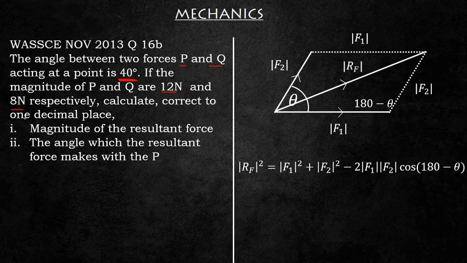Now we are to calculate, to 1 decimal place, the magnitude of the resultant force and then the angle which the resultant force makes with the force P. So this is the question that we've been presented with, and we have to solve for first the magnitude of the resultant force, then we will find the angle between the resultant force and the force P.